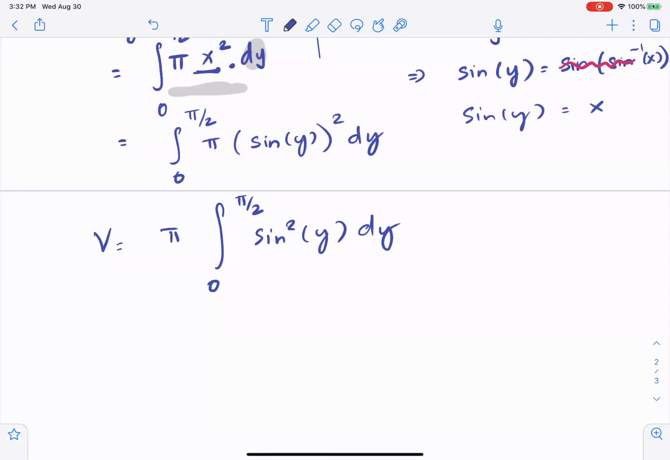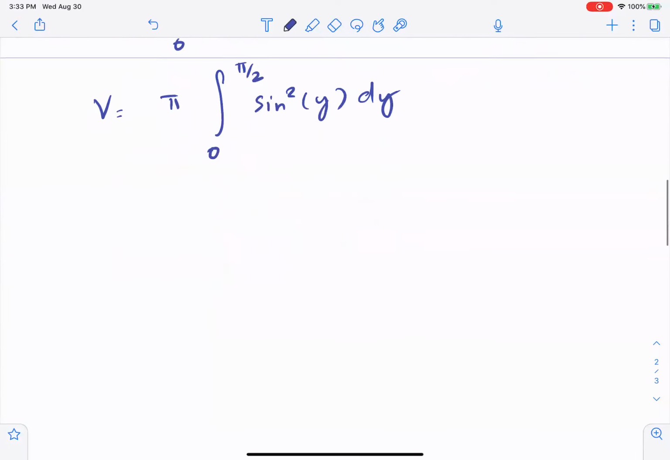How do we integrate this? Let's see if you paid attention to class last time. We've got to use a trigonometric identity. Very good, Megan. So we know sine squared u is 1 minus cosine 2u divided by 2.